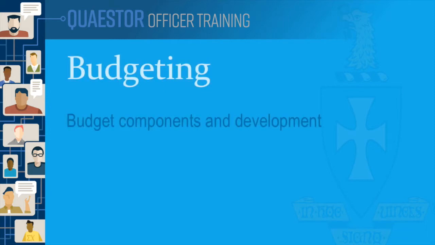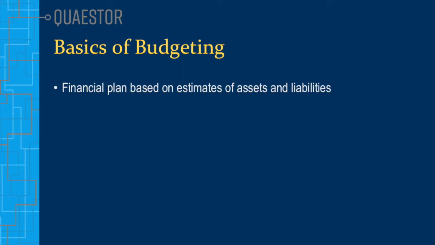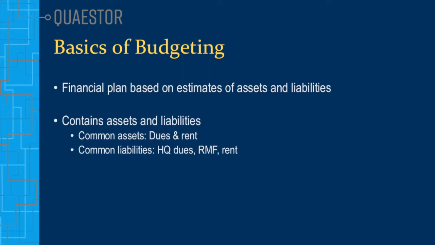The budget provides a foundation for your chapter's financial plan. The 2 basic components of a budget are assets and liabilities. Assets in your chapter are most commonly dues and rent owed to the chapter. Any monies collected by the chapter should be considered assets as it pertains to budgeting. Liabilities refer to monies that are spent on behalf of the chapter. Common liabilities are dues paid to Sigma Chi headquarters, risk management foundation fees, and rent and utility bills if your chapter owns a house.